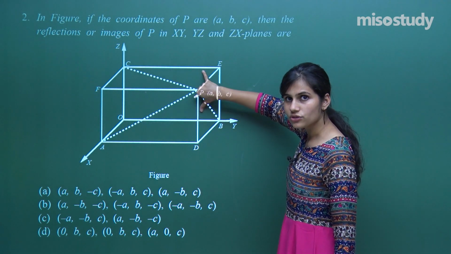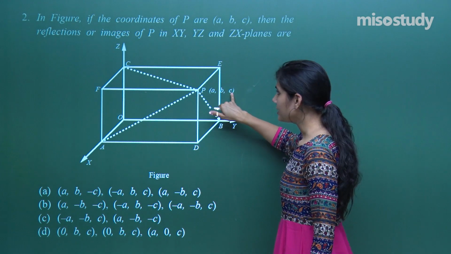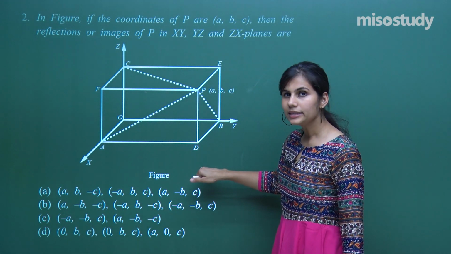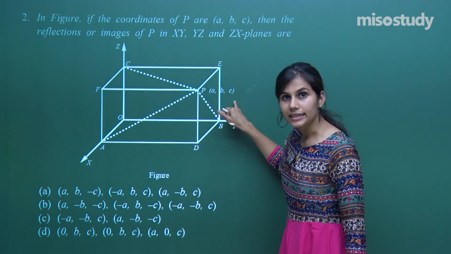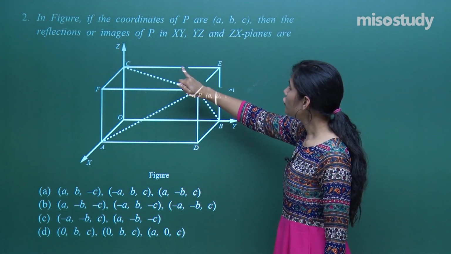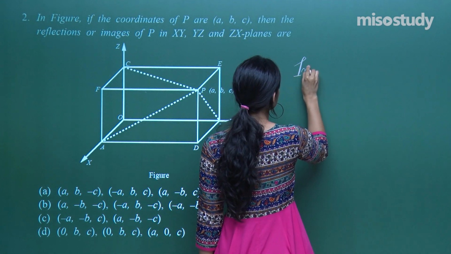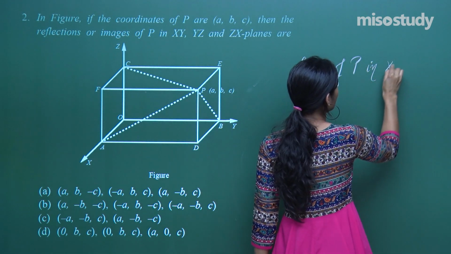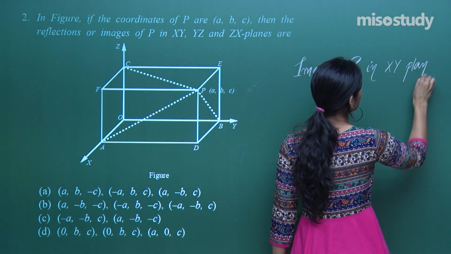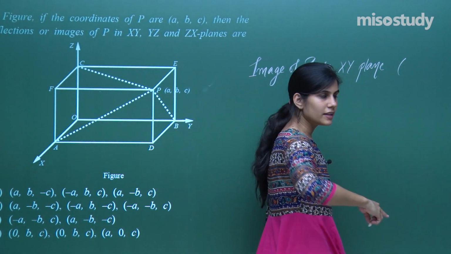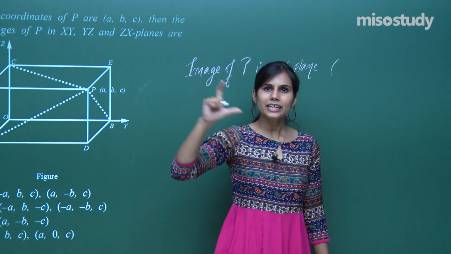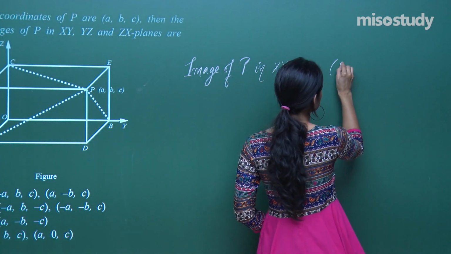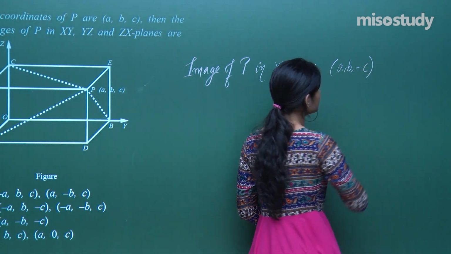So that means the point is only changing its height. Nothing else is going to change. Right now it has A, B and C as its coordinates. Now if I talk about its image along the XY plane, it is going to be A, B, minus C. The image of point P along the XY plane will be only the change in the height. It will just be the same height but in the downward direction, so minus C is the coordinate. So it will be A, B, minus C.